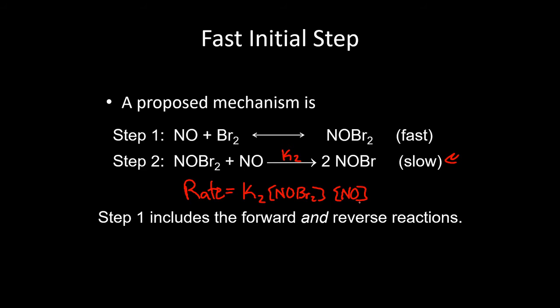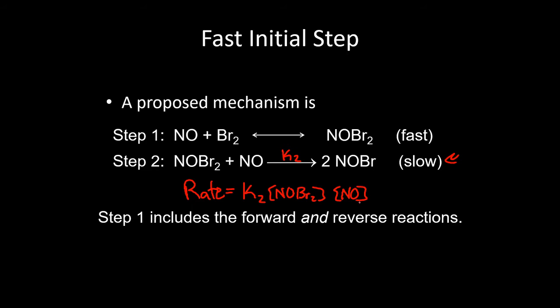But if you remember from a few minutes ago, or actually I think from the last video, we are not allowed to have an intermediate in our rate law. Because the intermediates don't show up in the balanced chemical equation, because they're produced and consumed inside of the reaction, they are not allowed in the rate law. The rate law can only be expressed in terms of reactants or products, and usually just reactants. But you are not allowed to have an intermediate in there.